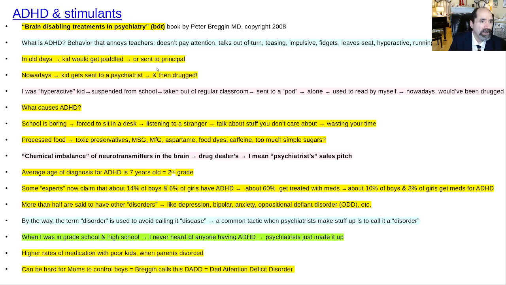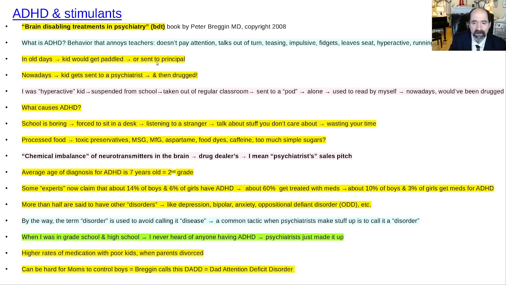Okay, what is attention deficit? It's basically anything that annoys a teacher. It includes being hyperactive, impulsive, not paying attention, fidgeting in one's desk, talking out of turn, teasing the other kids, getting out of one's seat, running around.